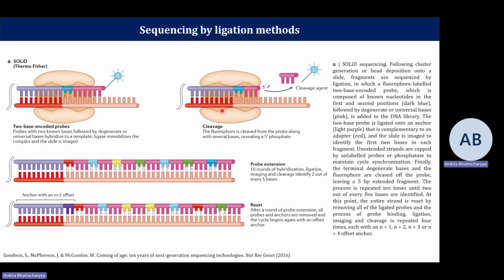The process is repeated 10 times until 2 out of every 5 base pairs is actually identified. At this point, the entire strand can be reset by removing all of these probes, and the process of probe binding, ligation, imaging, and cleavage gets repeated again, each with an N+1, N+2, N+3, or N+4 offset anchor.